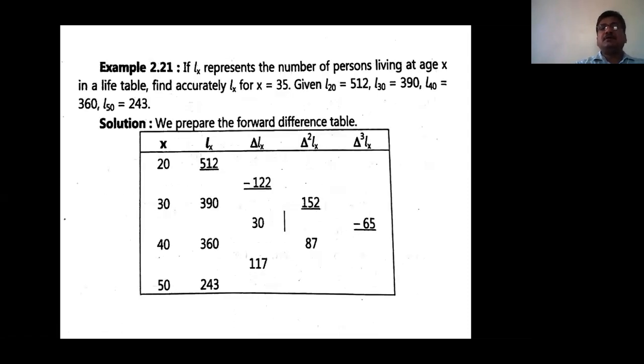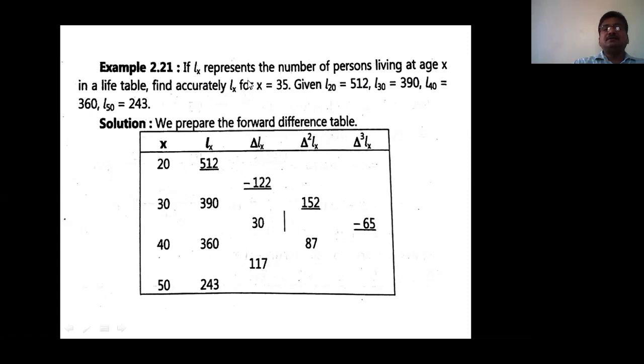Next problem, a similar problem. L x represents the number of persons living at the age x in a life table, and find accurately L x for x equal to 35, and given is L 20 is 512, L 30 is 390, L 40 is 360, and L 50 is 24. So L x represents the number of persons living at the age x in the life table.